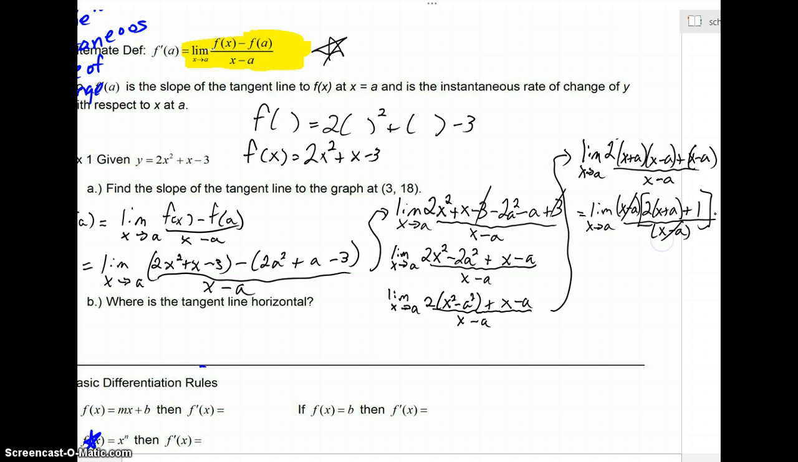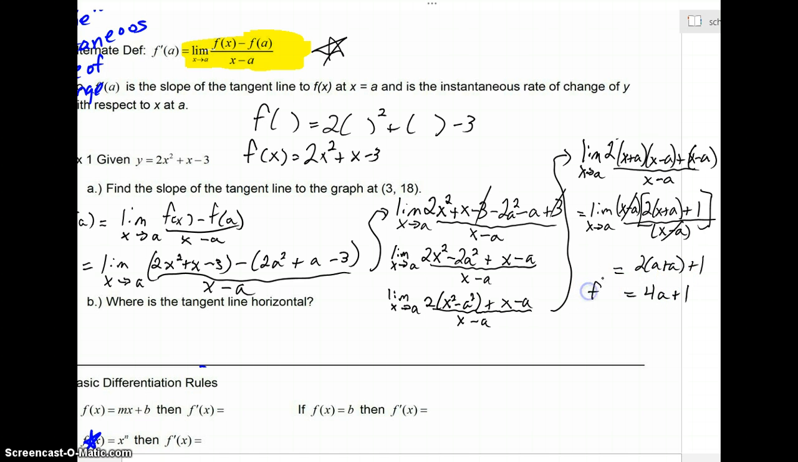You could double check and see that you're right by redistributing x minus a. But your x minus a's are going to cancel, leading us to this limit as x approaches a. If I were to plug in that a, I would get 2 times a plus a, which is 2a itself, and 2a times 2 is 4a.